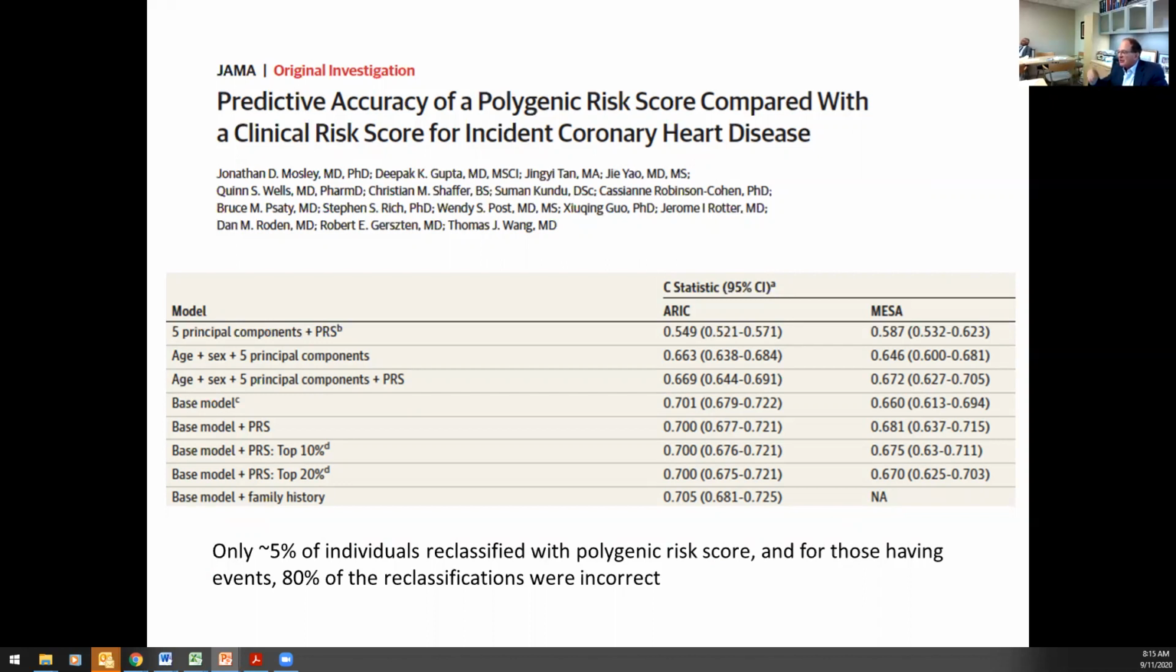I'm not going to go through all the details. You can kind of stare at the line of C statistics that don't vary that much when you add genetics on top of basic models that include these clinical factors. And in fact, if you investigate other types of metrics of disease prediction, such as reclassification, it turns out that only 5% of individuals were reclassified using a polygenic risk score, and for those having events, 80% of the reclassifications were actually incorrect. So I am certainly not saying that polygenic risk scores aren't going to be extremely useful for certain cases. Absolutely. What I'm trying to tell you today is that that other information is also going to be equally important.